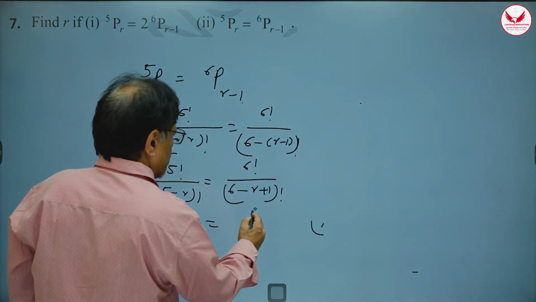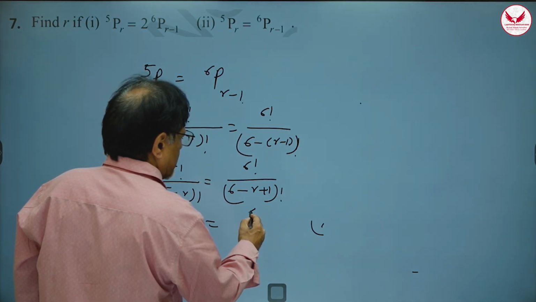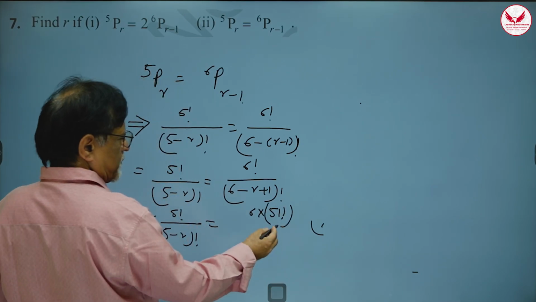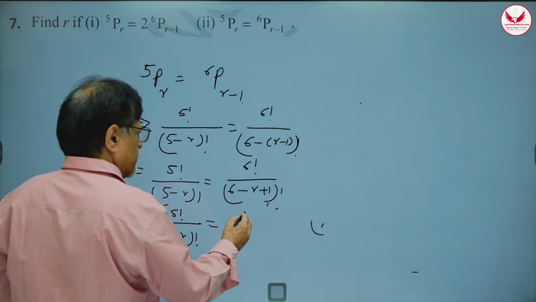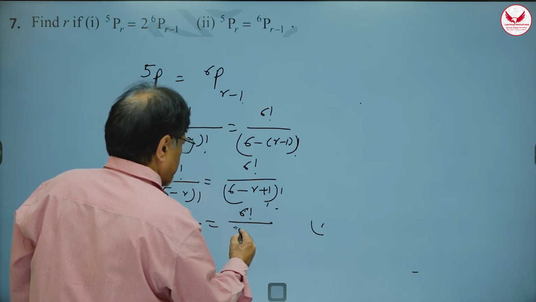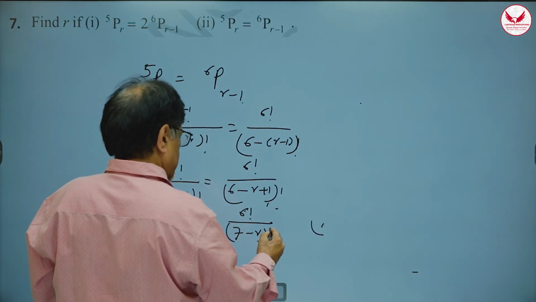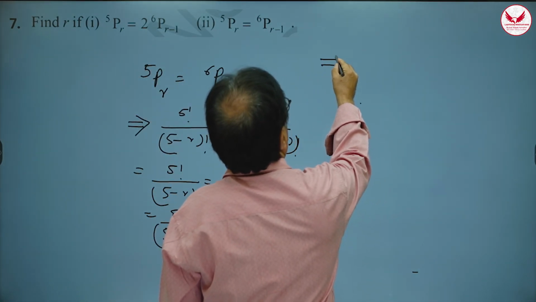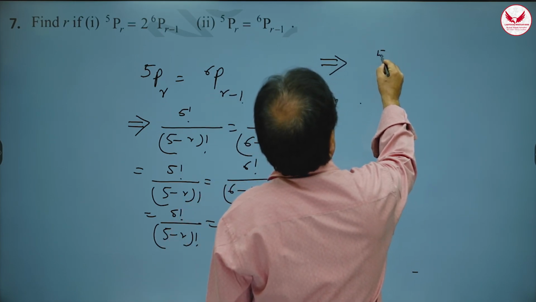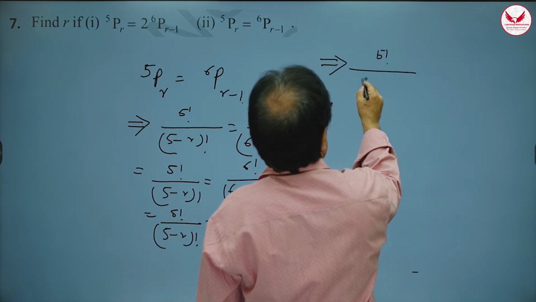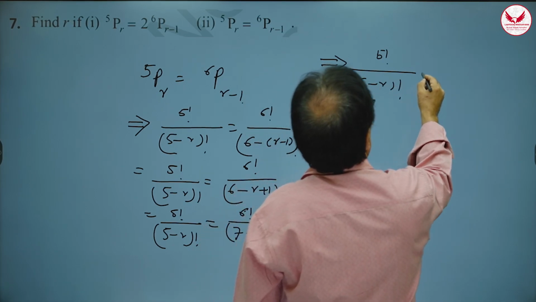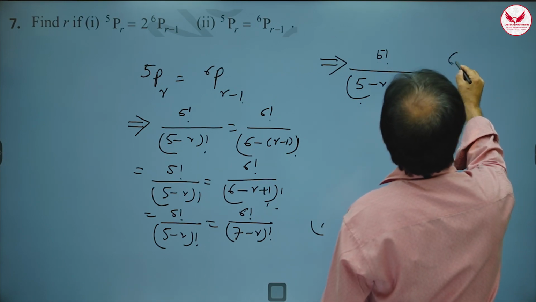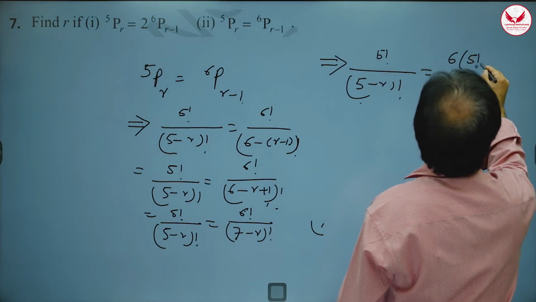6 factorial means 6 multiplied by 5 factorial. Last time also I told you this. So therefore, this is 6 factorial divided by (7 minus r) factorial. Okay, so this is how it is. Now, as we did in the last problem, we'll write this as 5 factorial divided by (5 minus r) factorial, no change here, equal to 6 factorial. But 6 factorial is bigger than 5 factorial. Therefore, it can be written as 6 multiplied by 5 factorial.